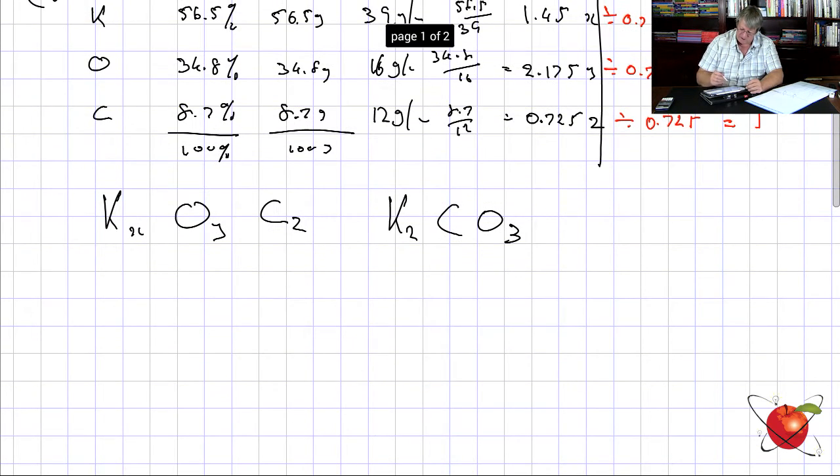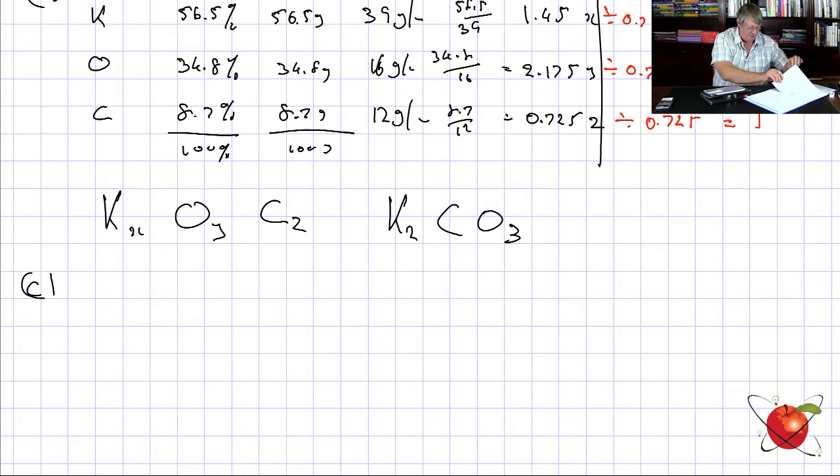Okay, question C, moving along. Question C, let me just go back over here. All right, well, I can read it from the answers that I've got here. First of all, we've got C and O. So let's put in element.